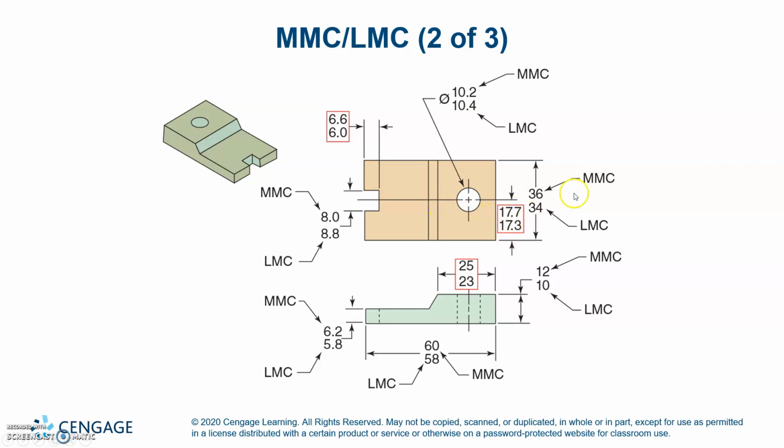And this shows maximum material condition will be what I just said, the big one. Least material will be the small one. Whereas in the hole, the maximum material is going to be the small one, and the least material is going to be the big one. So whatever weighs the most is going to be maximum material. Whatever weighs the least is going to be the least material condition.